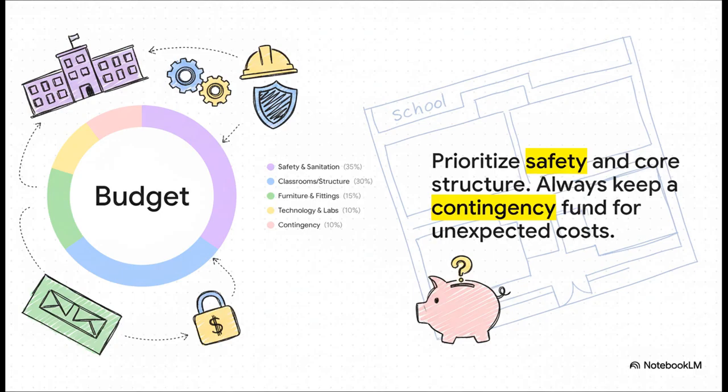So where does the money go? This is a fantastic breakdown. Look at that! The biggest slice, 35%, goes to safety and sanitation. When you add that to the core building and classrooms, you're looking at 65% of your total budget right there. And please, whatever you do, do not skip that last slice. That 10% contingency fund, that is your lifeline for all the unexpected costs that always pop up.